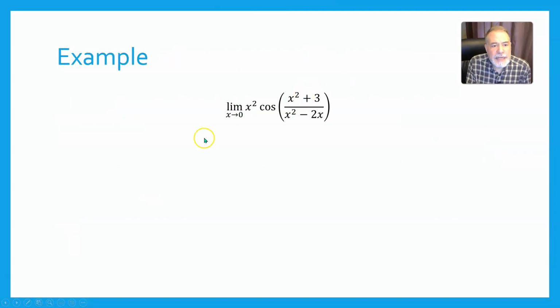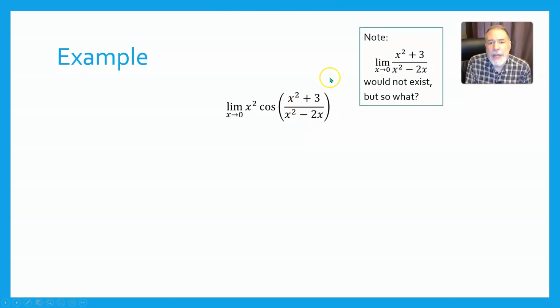Suppose we want the limit as x approaches 0 of x squared times the cosine of (x squared plus 3) over (x squared minus 2x). Now, my first instinct is to see what's happening with this. As x goes to 0, x squared plus 3 goes to 3, and x squared minus 2x goes to 0. And we have a situation where we've got a 3 on top and a 0 on the bottom. And if we were just looking at the limit of just that, it wouldn't exist.